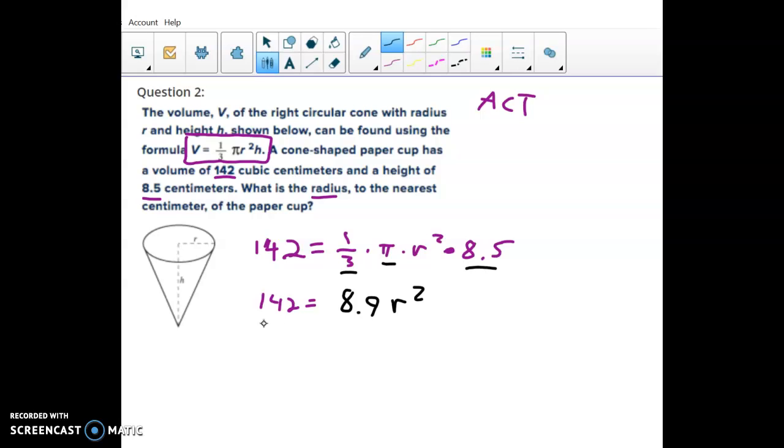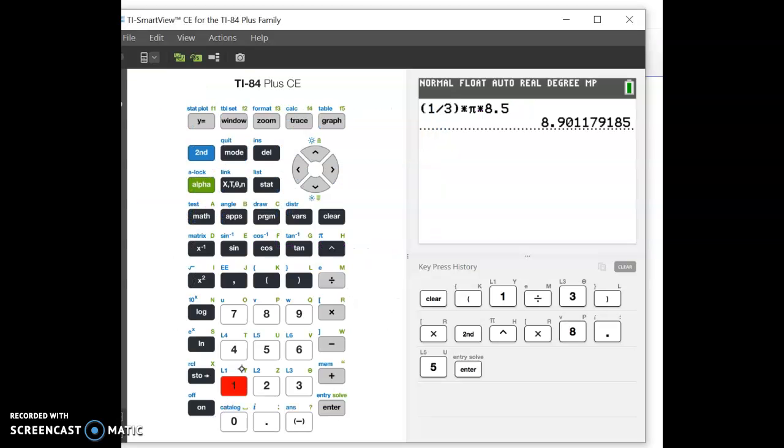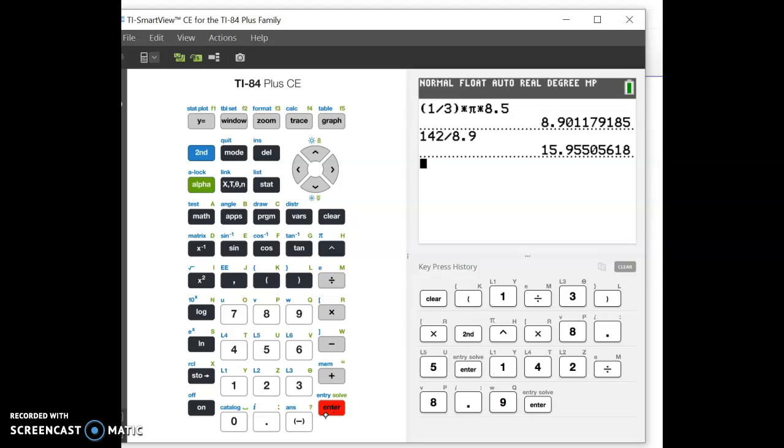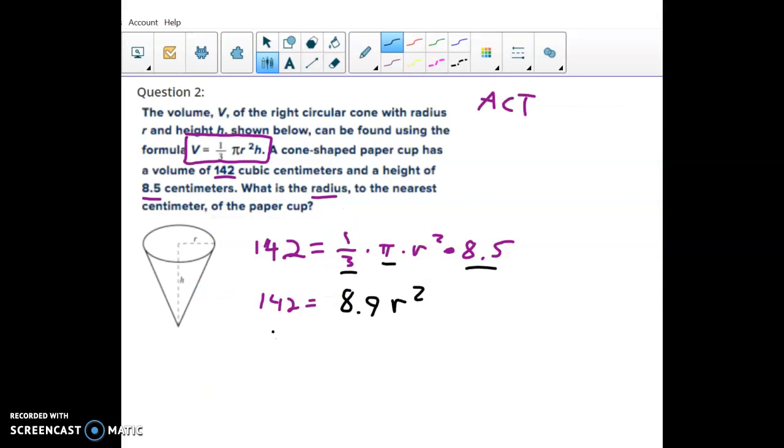Now we just have to divide by 8.9 and take the square root. So 142 divided by 8.9. We just got to get to the nearest centimeter, right? So I'd just call that about 16 just to make it simple. So this would be 16 equals r squared.